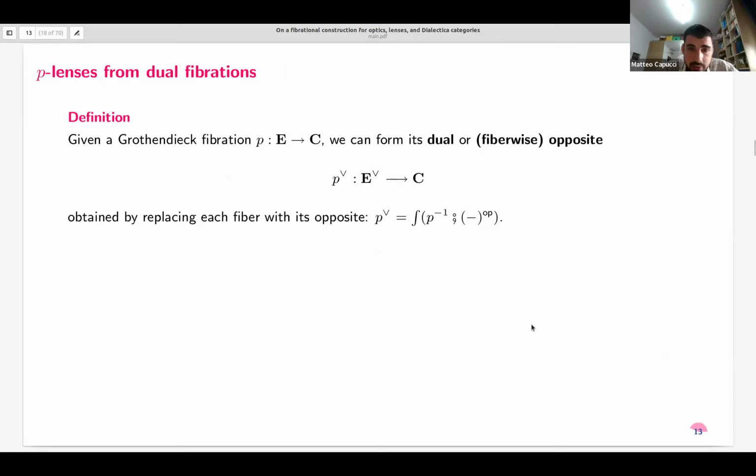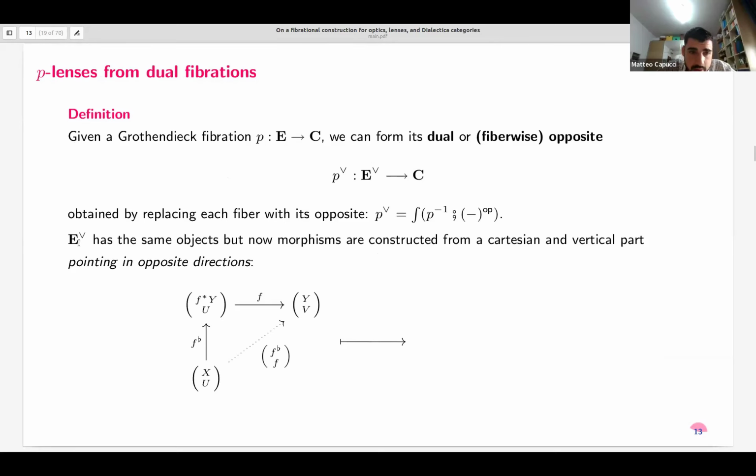and that's why it's called a factorization system. Now, if we have a Grothendieck fibration, we can use this to build something called its dual. So the dual of a fibration is another fibration that is built by taking the opposite of each of its fibers, okay? Concretely, E dual has the same objects as E, but its morphisms are constructed by formally inverting the vertical part of each morphism. So if before we had these morphisms, now we have these morphisms. Notice how F sharp is now a morphism going in the other direction, okay?